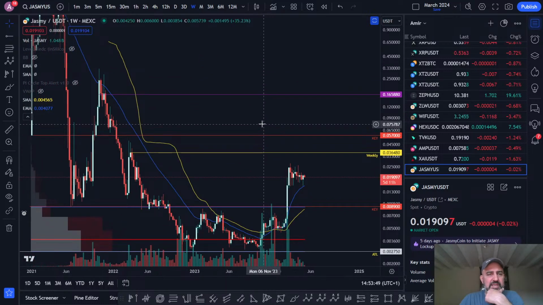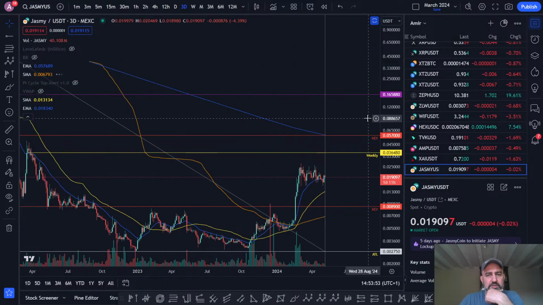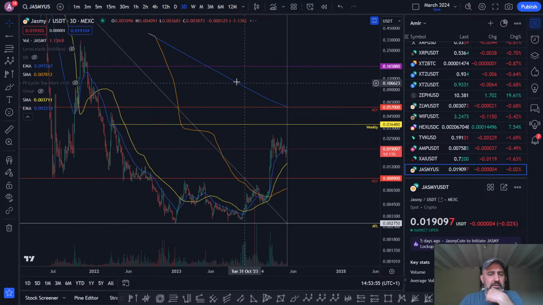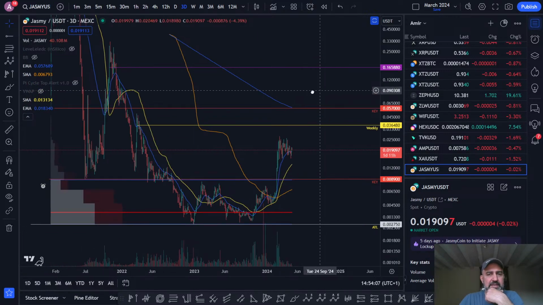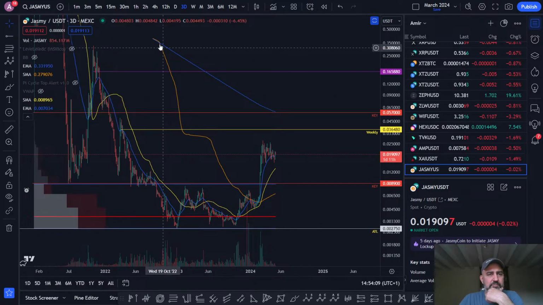There's no 200 weekly. We don't have enough weeks. Let's go to 3-day. So you see there's still some higher time frame momentum moving averages, the 200 on the 3-day. You see that? That's an EMA, but that's obviously going to react.